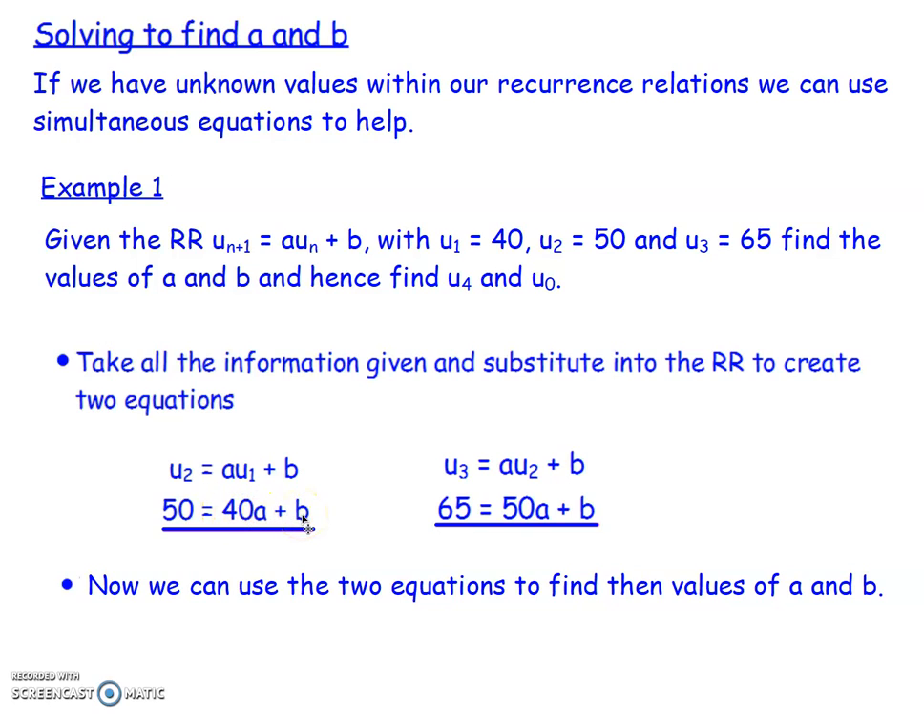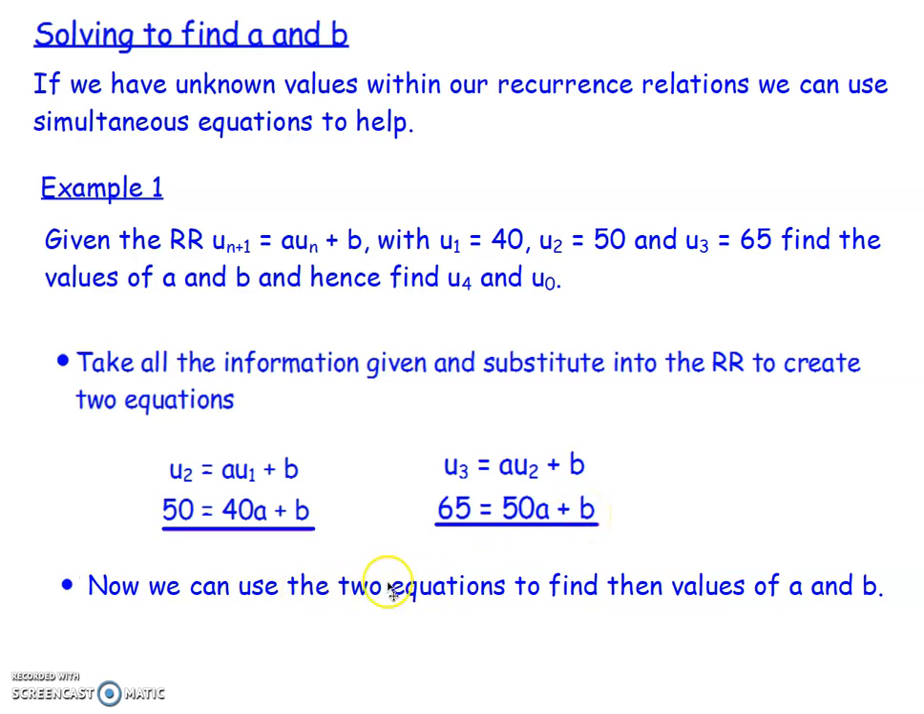My second equation is going to be u3 = a·u2 + b, because we know that u3 comes immediately after u2. In a recurrence relation, that means u3 = a·u2 + b, because again, this recurrence relation means the next term is equal to a times the previous term plus b. u3 is 65, u2 is 50, so a50, again, we'll write it as 50a because the letter comes after the number. And we've got our plus b.